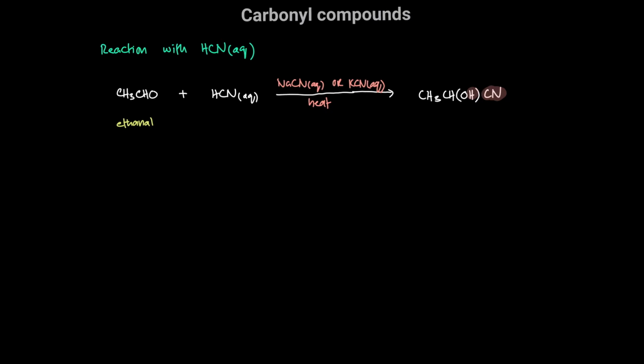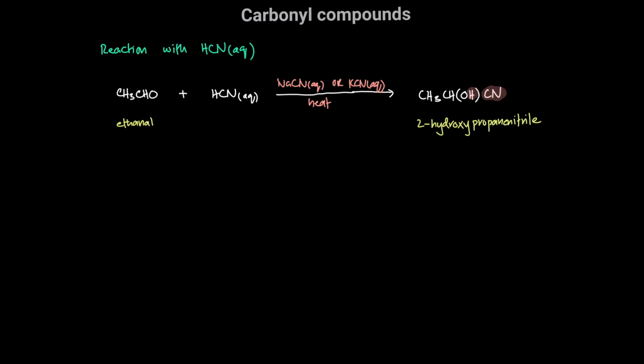This type of compound is referred to as a hydroxynitrile. The reason it's referred to as a hydroxynitrile is because we have a hydroxy group, this OH group, and we have a CN bonded to this carbon. Hence it's called a hydroxynitrile. Nitriles are compounds where we have the CN group. And obviously when we say hydroxy, we mean that we have this OH group. This compound in particular is called 2-hydroxypropanenitrile.